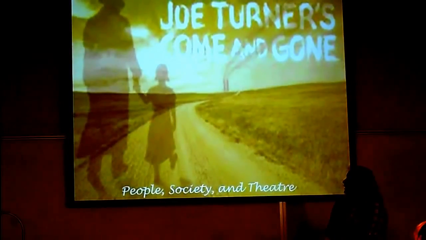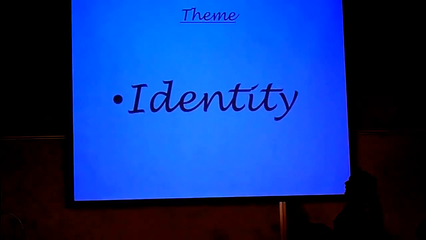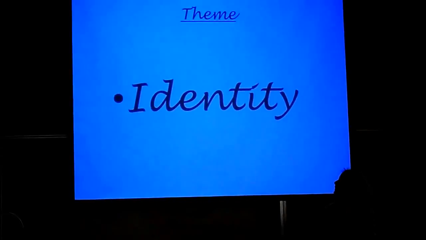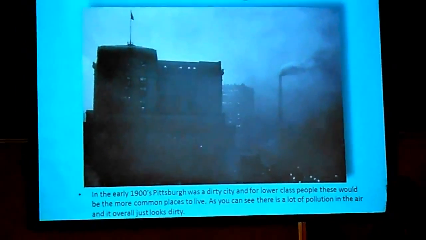I did Joe Turner's Come and Gone, the set design of it. And the theme that I kind of wanted to follow the most would be identity, because there are so many different characters in this play. One thing that I noticed throughout it was that some people knew exactly who they were, like Bertha and Seth, more than people like Jeremy and Ryan. So using that, I would do a lot with Seth.